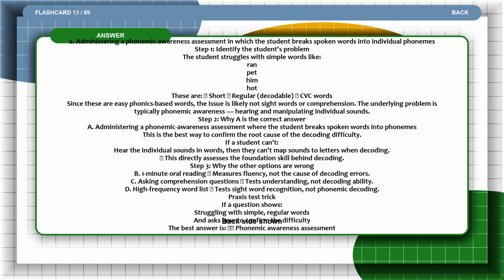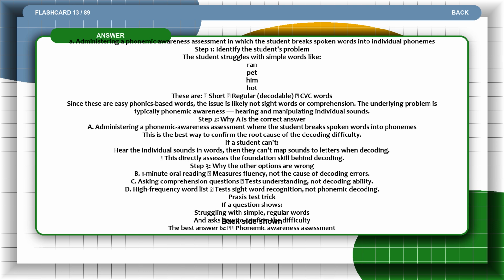The answer is A. Administering a phonemic awareness assessment in which the student breaks spoken words into individual phonemes. Step 1. Identify the student's problem. The student struggles with simple words like ran, pet, him, hot. These are short, regular, decodable CVC words, since these are easy phonics-based words. The issue is likely not sight words or comprehension. The underlying problem is typically phonemic awareness, hearing and manipulating individual sounds.